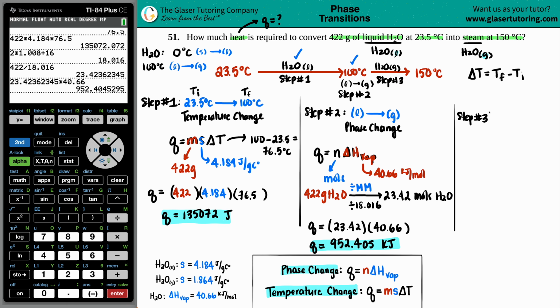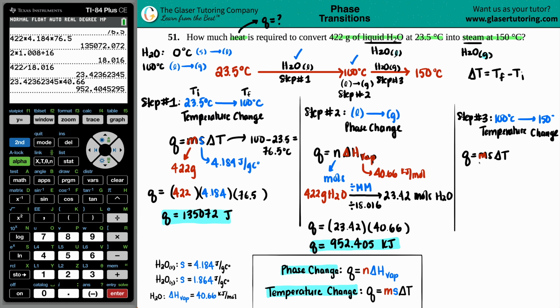So step 3 is now picking up where you left off. We're now at 100 degrees Celsius. Maybe I'll write that in blue. We're at 100 degrees Celsius, and we're going all the way to the final result, which is 150. You say to yourself, is this a temperature change or is this a phase change? Yep, this is a temperature change. So we're going to be using the same formula as we used in step number 1. All temperature changes are Q equals MS delta T or MC delta T, whichever you prefer.